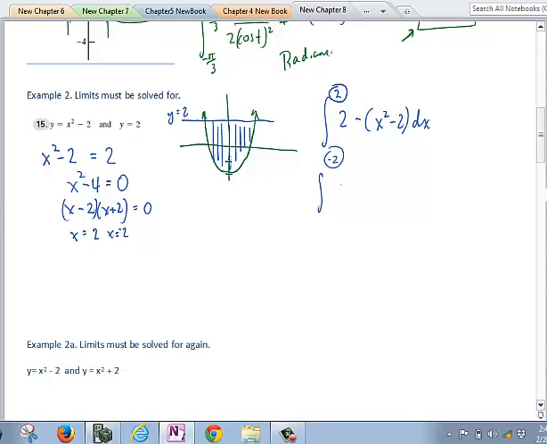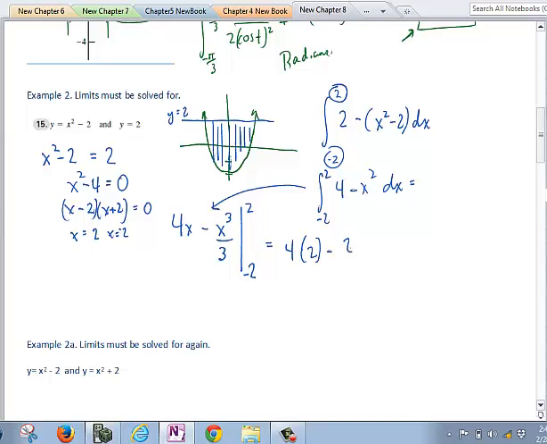And now it's just a matter of anti-differentiating. The antiderivative is going to be 4x minus x cubed over 3. Use the evaluation bar to evaluate it at the upper limit of 2 and the lower limit of negative 2. And when you do that, you plug in the upper limit and subtract from it the lower limit plugged in.